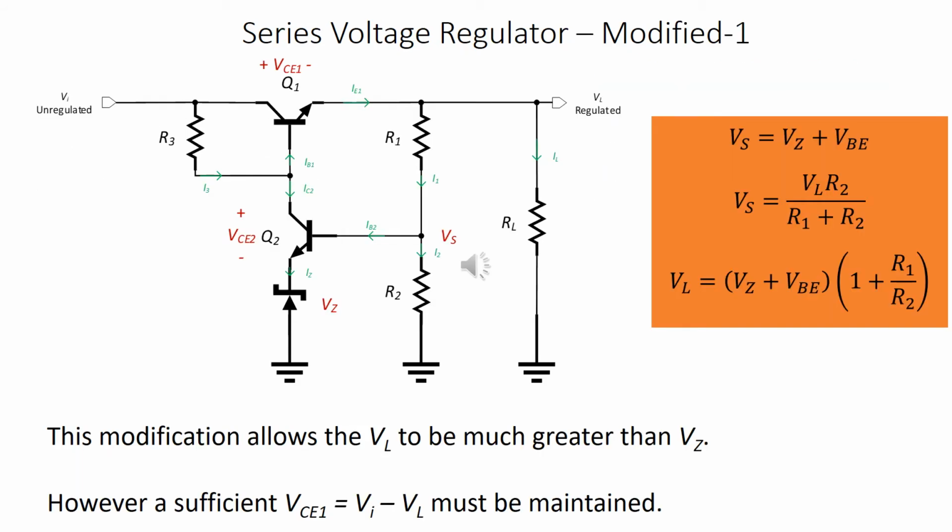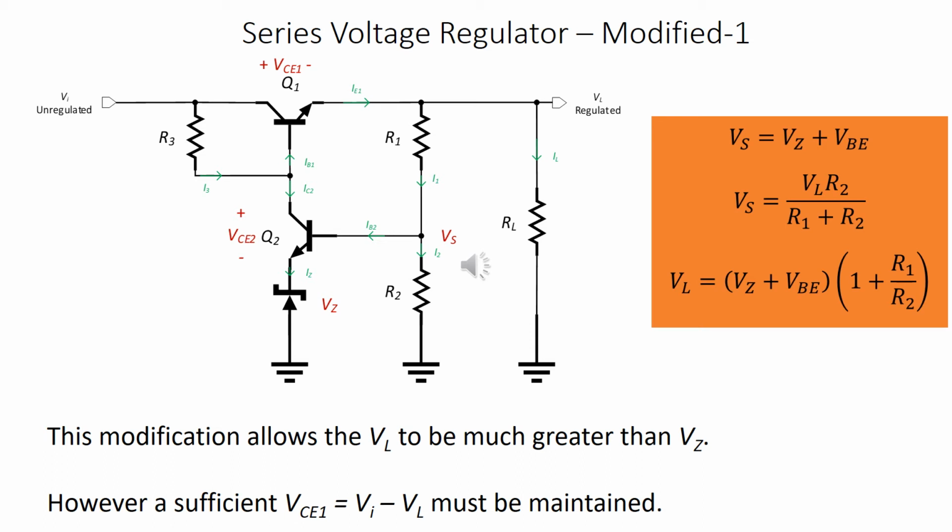We have made two modifications in comparison with the original series voltage regulator. On the base circuit of Q1, we added another BJT Q2. The second modification is we included a voltage divider circuit R1 and R2 providing a V sample at the middle. This V sample, Vs, is directly proportional to VL. We can also see this V sample is the same as Vz plus VBE2.